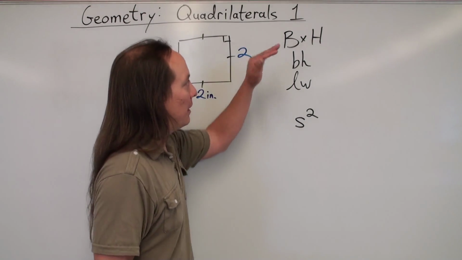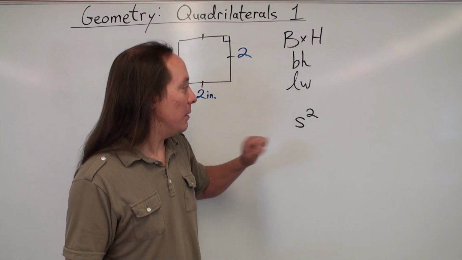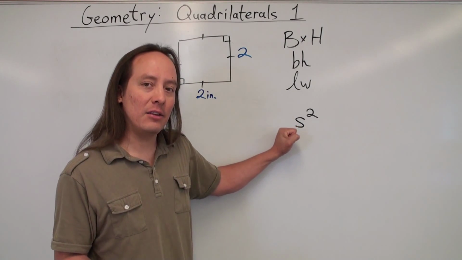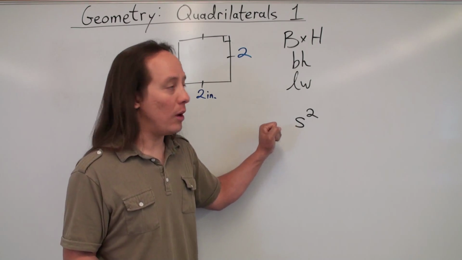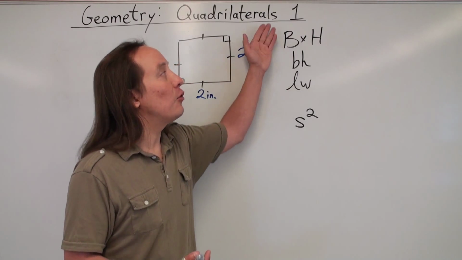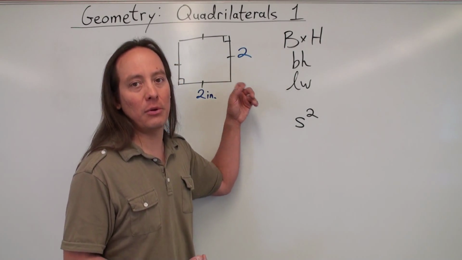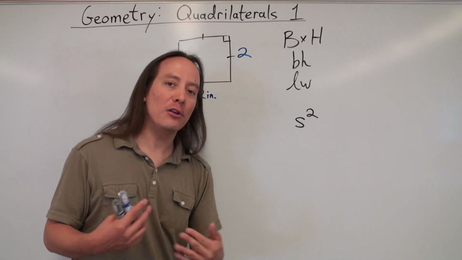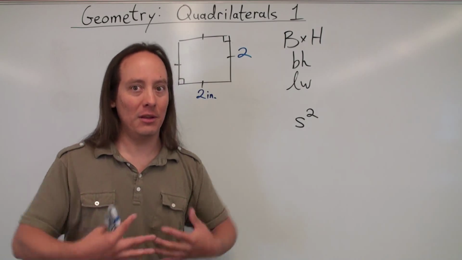So anyway, base times height, length times width, if you like it. But a lot of books for squares like to use this formula, s squared. I don't use this one, and I'll tell you why. Because this formula will be the same for rectangles, this formula will be the same for parallelograms, and you can also use it for squares.